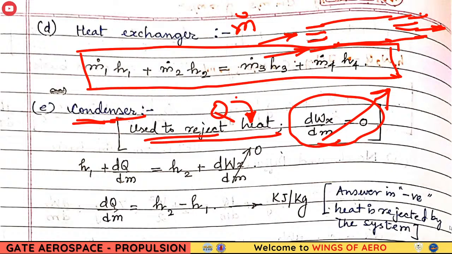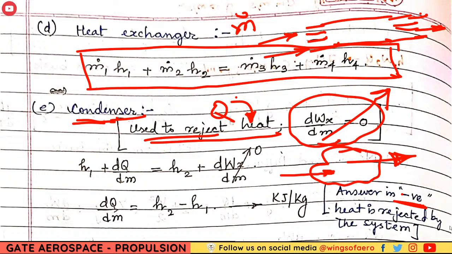Now here, what will happen is, when you substitute in the formula, you should get the answer as negative for the condenser. That means it's rejecting, or leaving out from the system. And when it enters, that is the boiler, heat will be added, so you should get a positive sign.